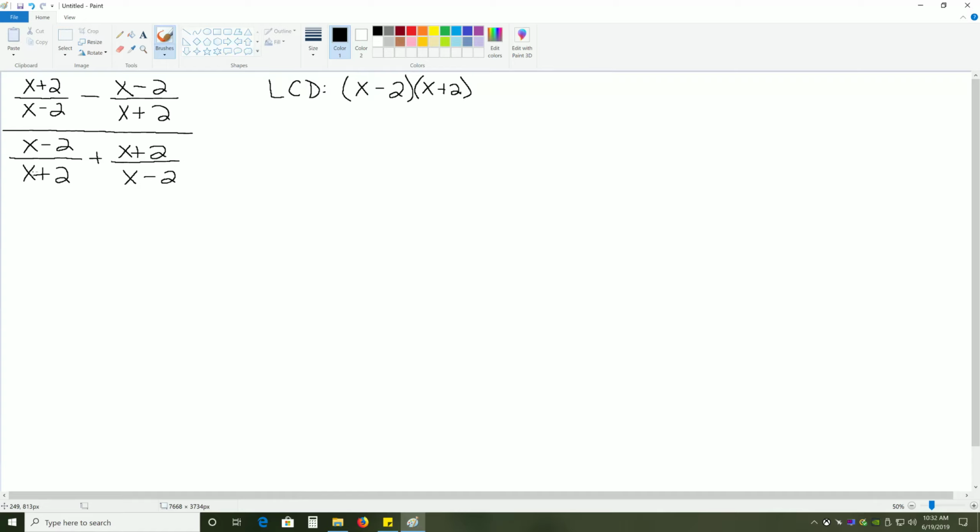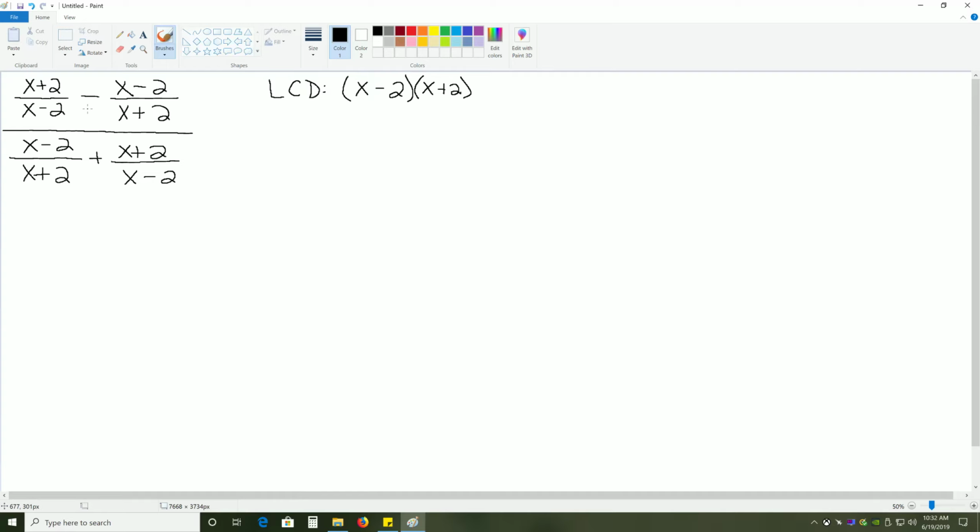Our third fraction has an x plus 2. We already have one of those in our LCD. We don't need a second one. And now an x minus 2. And again, we already have an x minus 2. So we have our completed LCD.